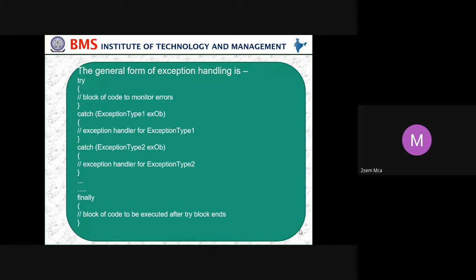So what is try? A block of code to monitor errors. Then catch: exception type 1, exception handler for exception type 2. That's what we can see here, try and catch. Then finally: a block of code to be executed after the try block ends.